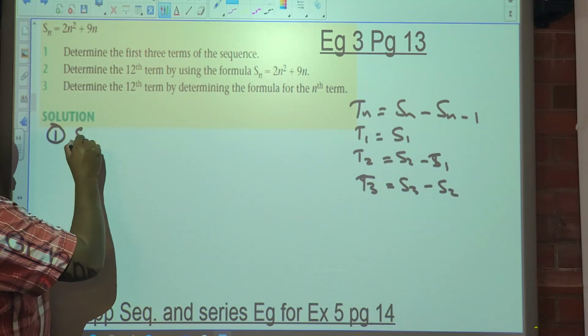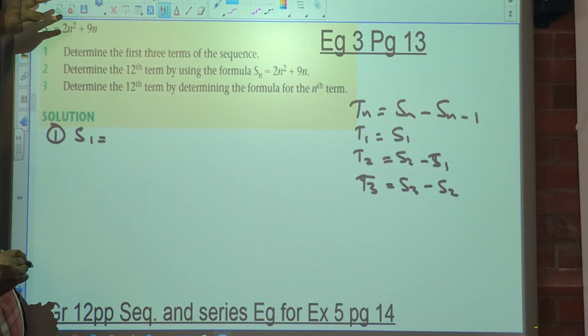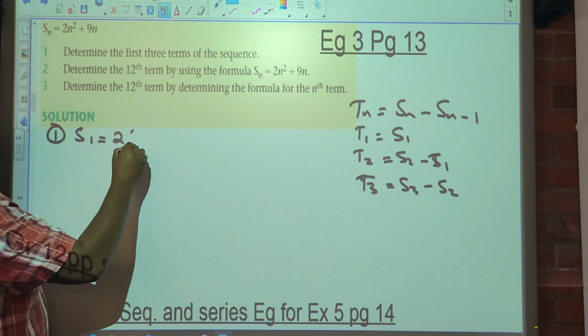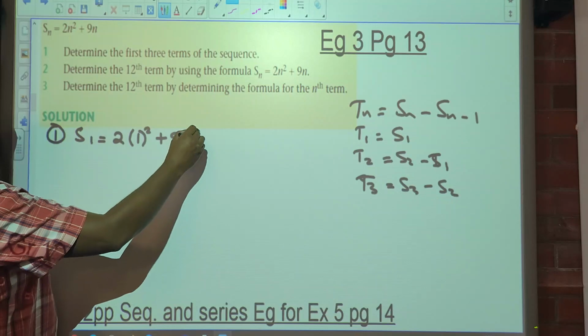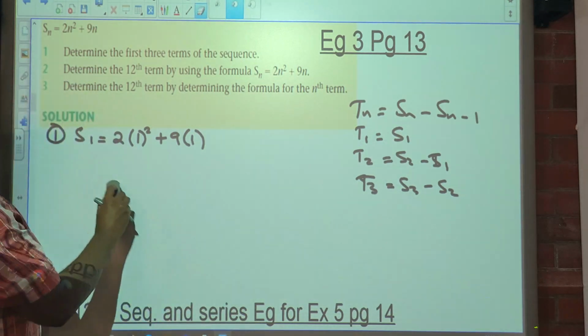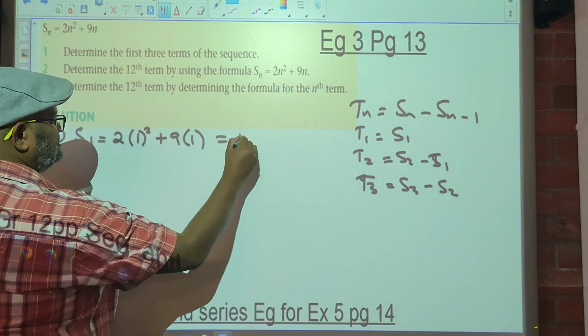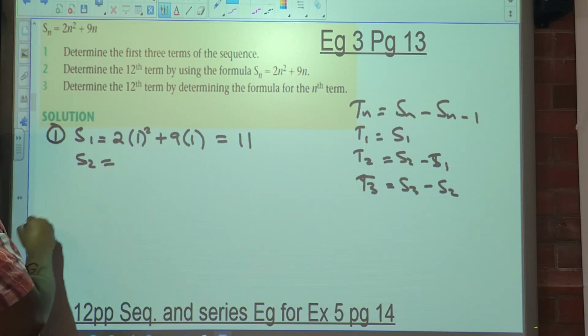So for S1, what do I do? Wherever I see an n, I put a 1. So what does this now read? 2 times 1 squared plus 9 times 1. Gives me an answer of 11. Not so?